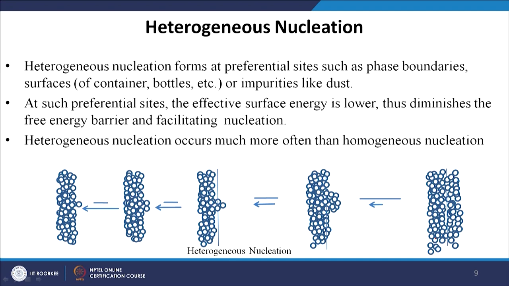So all this nucleation and the growth process can also be described in terms of the phase diagram. Heterogeneous nucleation occurs much more often than homogeneous nucleation. So in a heterogeneous nucleation, we need a site to grow. Here there is either an interface or grain boundary or a dust particle, on which you see that particle has started growing. Now it has grown, and finally it has grown like this. So this is very, very common.